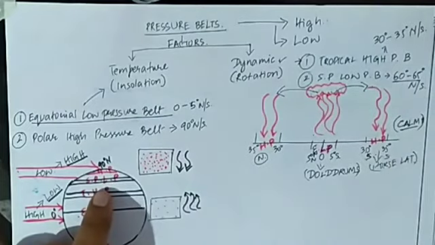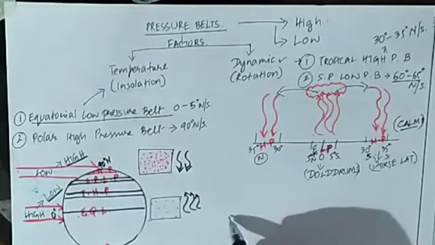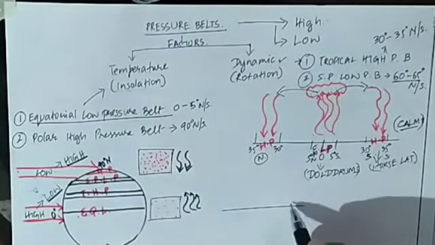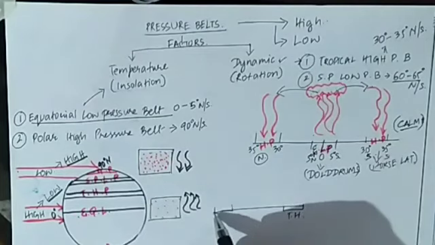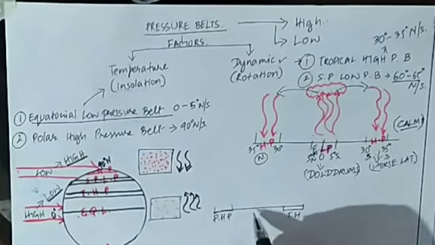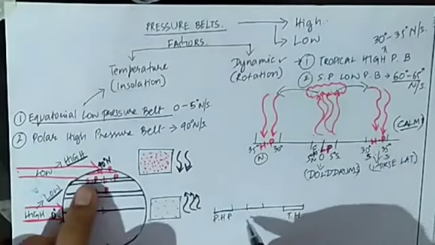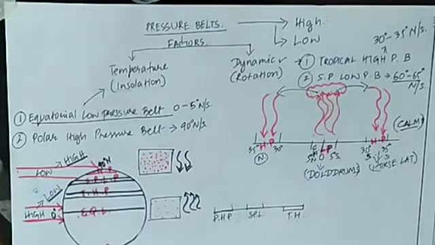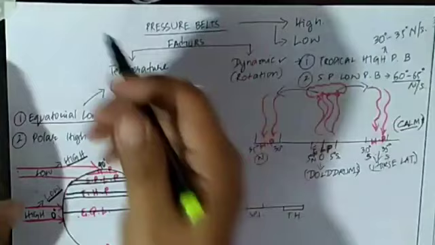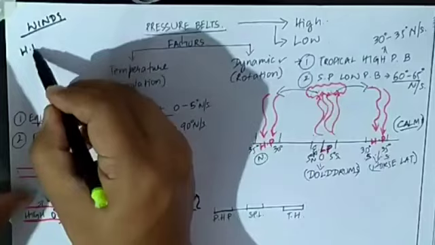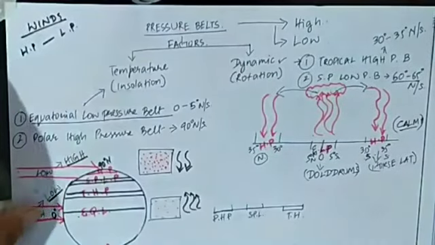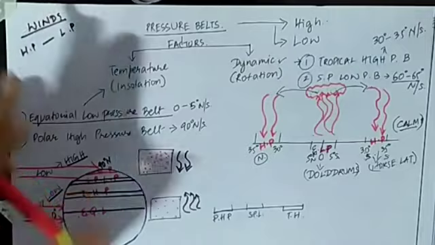Now let us understand the formation of the subpolar low pressure belt. So this is your tropical high pressure, and this is your polar high pressure. So in between this lies the subpolar low pressure belt. Okay, now one thing, students, we all know that the wind always blows from high pressure to low pressure, which we have learned in the previous video also. Like the rivers always flow from higher altitude to the lower altitude, similarly the winds always blow from high pressure areas to low pressure areas.